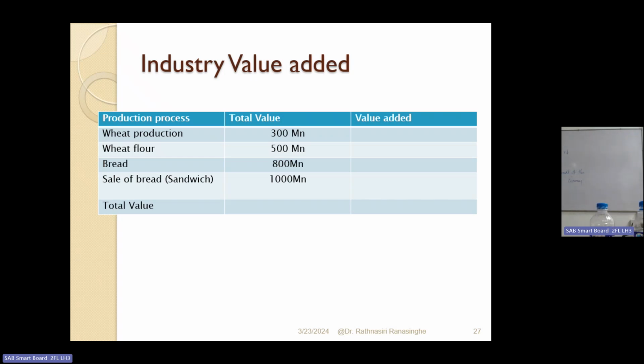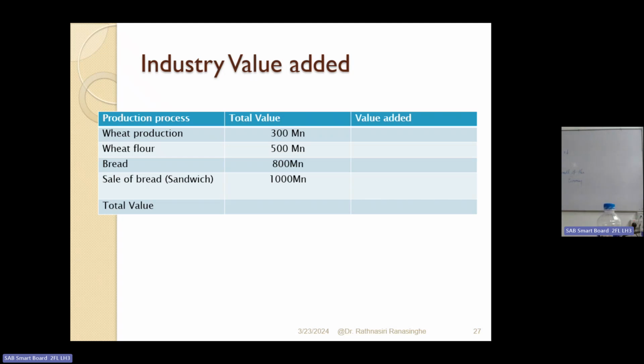At the first stage, the total value is 300 million, no previous stage, so the value addition is 300. At the second stage, how much is the value addition? 500 minus 300, that means 200. Here 200, here 300, here 200. If we take all the value additions together, how much is that? That also equals 1000, right?